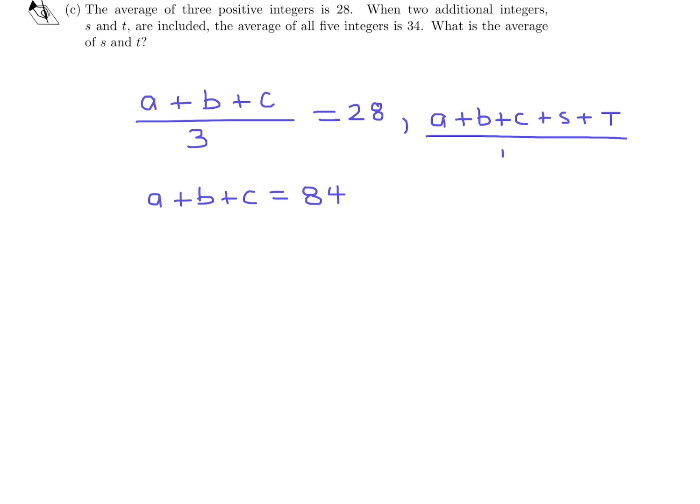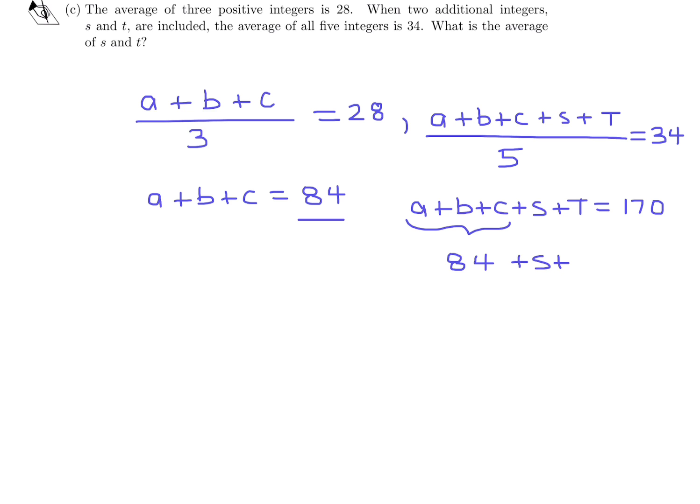Okay? The next part, they introduce 2 additional numbers, and they call them s and t. And they tell you when you do the average there, that is 34. So if I multiply through by 5, I'm basically going to get this whole sum equal to 170. All right? So this part, a plus b plus c, I just calculated as 84, so I'll put that there. Plus s plus t is equal to 170. Bring the 84 on the other side, and you just get s plus t is equal to 86, right?